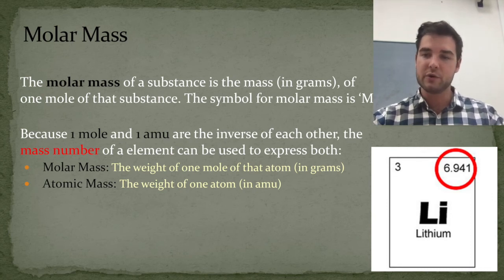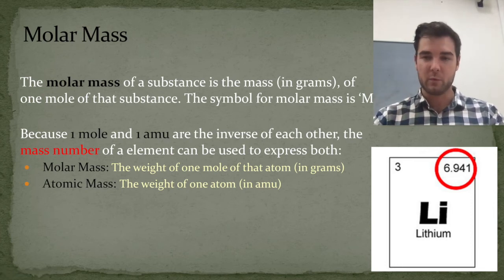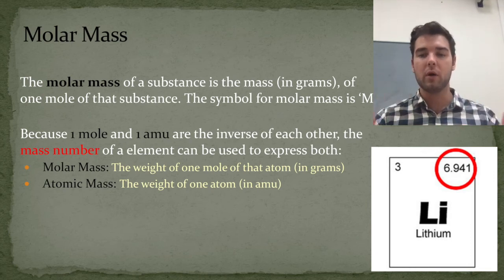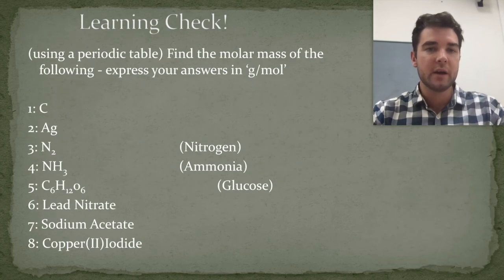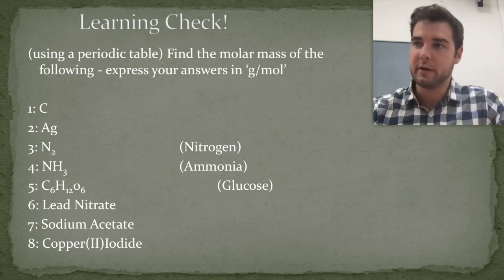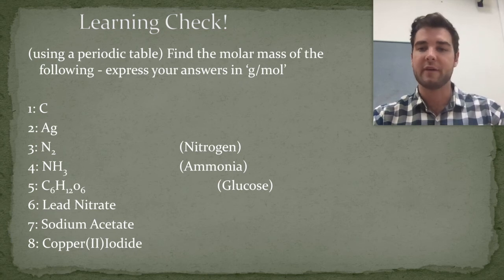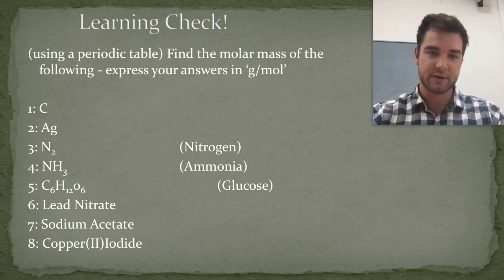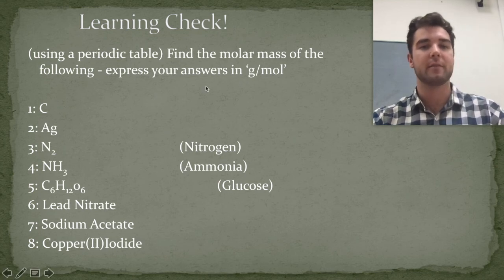So it's an incredible thing. That number can be used both to describe a huge number, which we can measure in our hands, a mole of lithium, or just 1 atom of lithium. So this is an important skill for you to be able to find the molar mass of any substance in chemistry. And you use your periodic table to find that. You'll be doing this all the time.